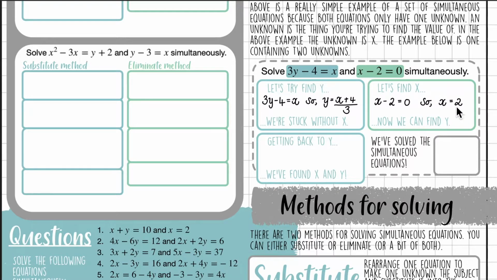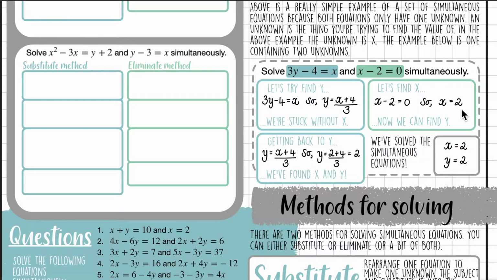Perfect. Now that we've got x, we can go back to finding y. So here, down here, back to finding y. We'd already rearranged to make y the subject. Now all we do is plug this value of x into here. So we get y is equal to 2 plus 4 divided by 3, which is equal to 2. Therefore, y is equal to 2. So what have we found? We found x is equal to 2 and y is equal to 2.